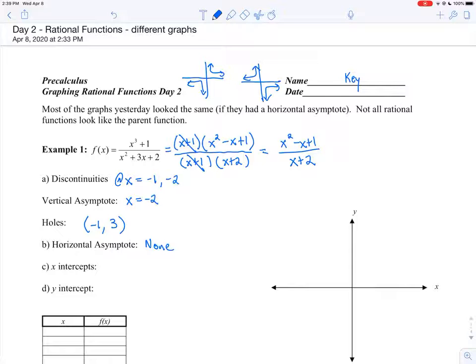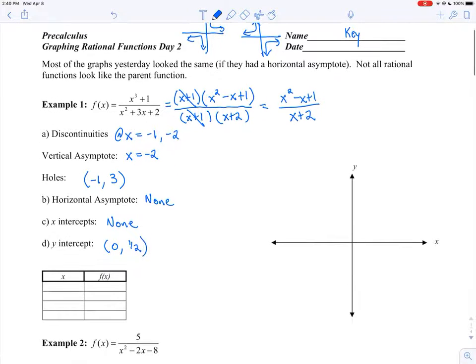X-intercepts, so this is where if we set our y value equal to 0, it always works out that it's the factors of the numerator. In this case, our numerator is not factorable, so this would be none for our x-intercepts. And then for our y-intercepts, we set our x value equal to 0. We just plug that into our simplified version, and we should see that we have 0 comma 1/2 left there.